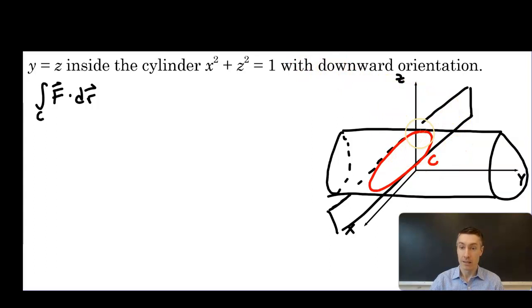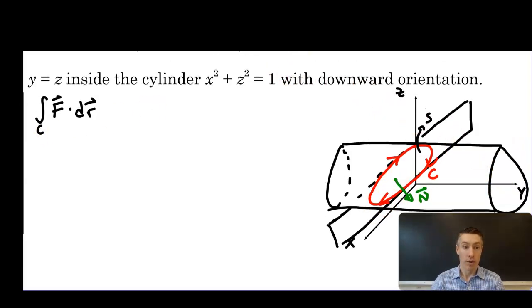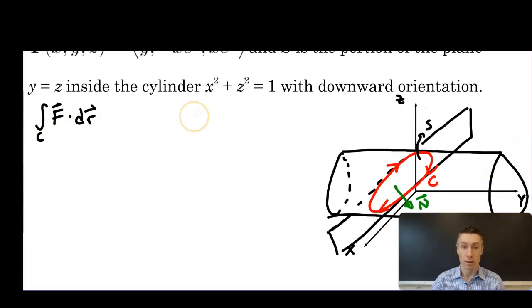Now the surface is the plane, right? So the surface is that part of the plane inside. Downward orientation means our normal vector is pointing down this way. So if we use the right-hand rule, that means we are going to be moving clockwise around our boundary curve. Okay, so something we have to consider. First thing we need to do is determine, or parameterize, the boundary curve.